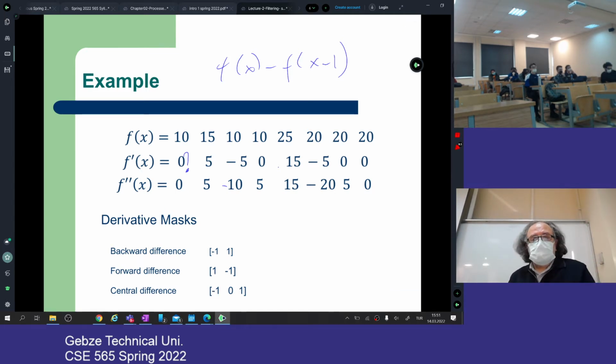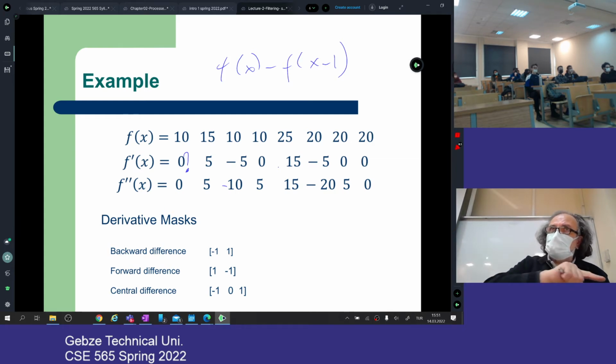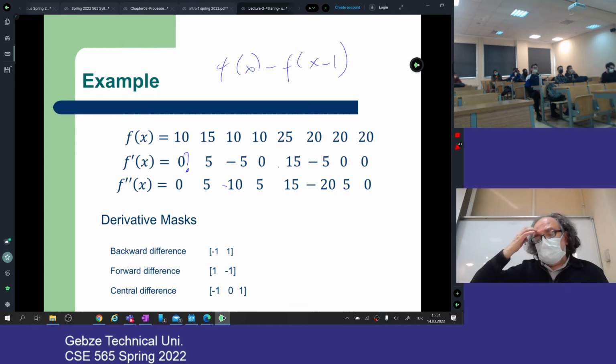Okay, so I took the derivative of a one-dimensional discrete function. As you remember, I mentioned this many times. Our images are two-dimensional discrete functions, but if I take a single column or single row of the image, it becomes a one-dimensional function, right? And I can take the one-dimensional derivatives that way. Okay?